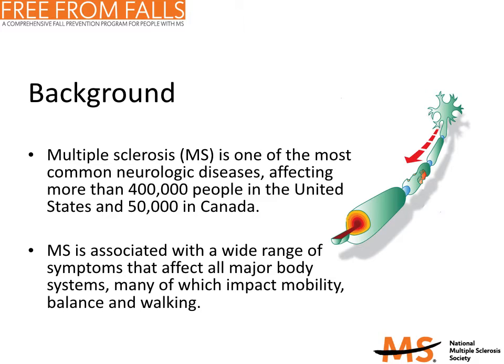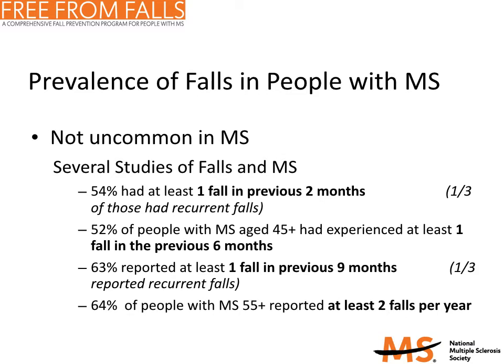It is associated with a wide range of symptoms that can affect all major parts of the nervous system, many of which are involved in mobility, balance, and walking. Over the course of the disease, some symptoms will come and go, while others may be more lasting. The severity of symptoms varies widely from person to person. As a result, people with MS are at significant risk of falling.